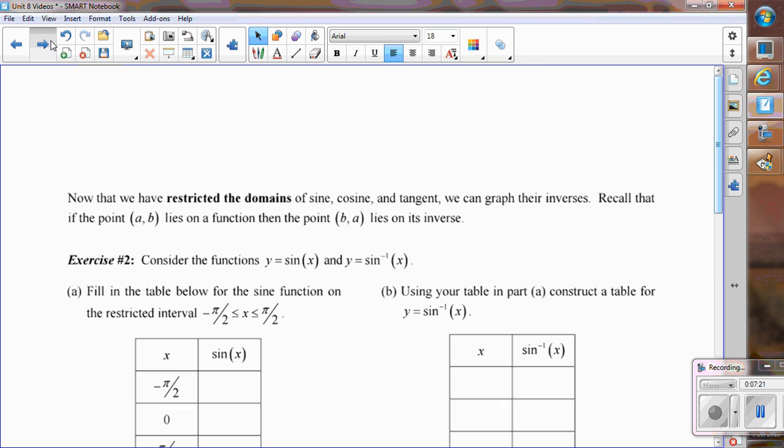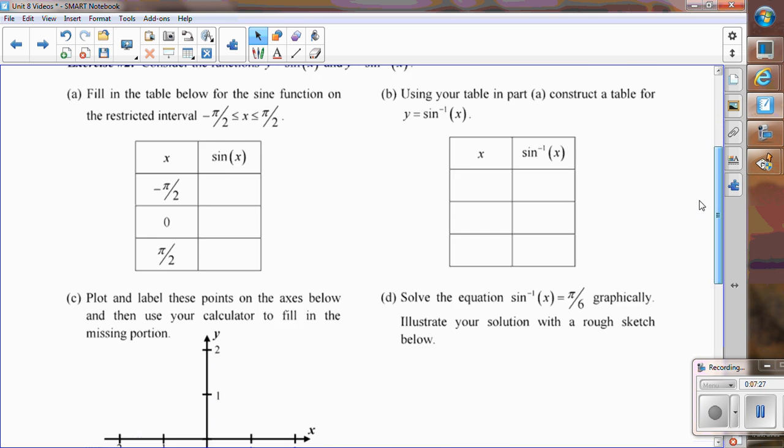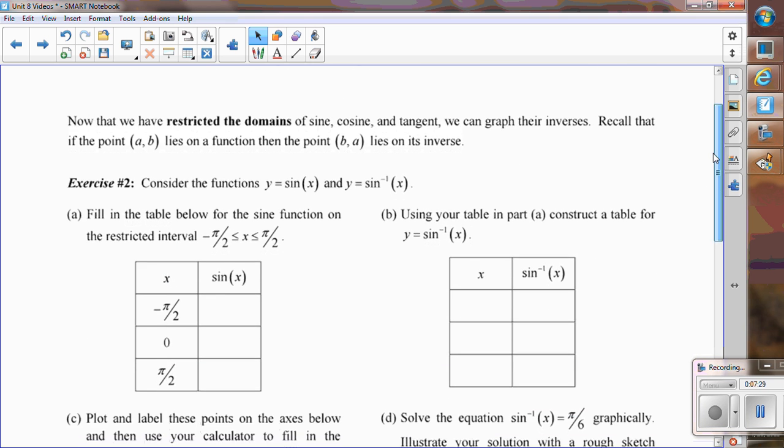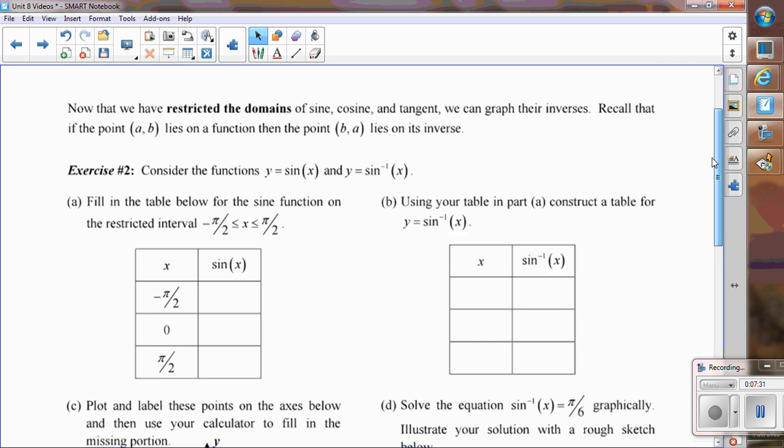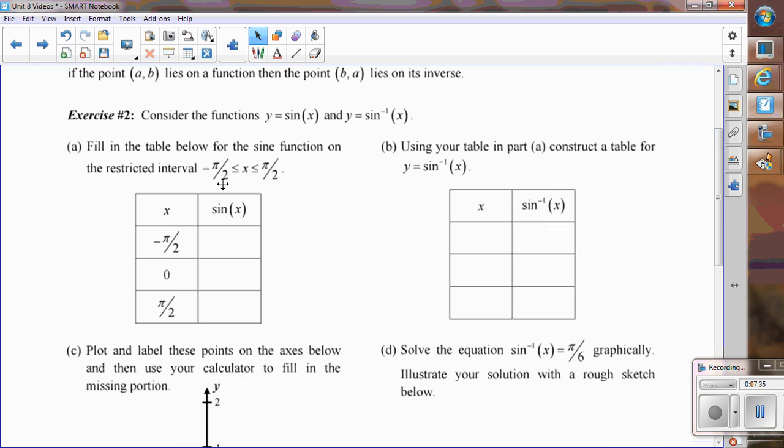Okay, going on to the next one. It says, now that we have cut off the domains, we can graph their inverses. And so here we're going to do just sine, and then you're going to do the cosine and tangent on your own. So the first thing is, what is the actual sine values?